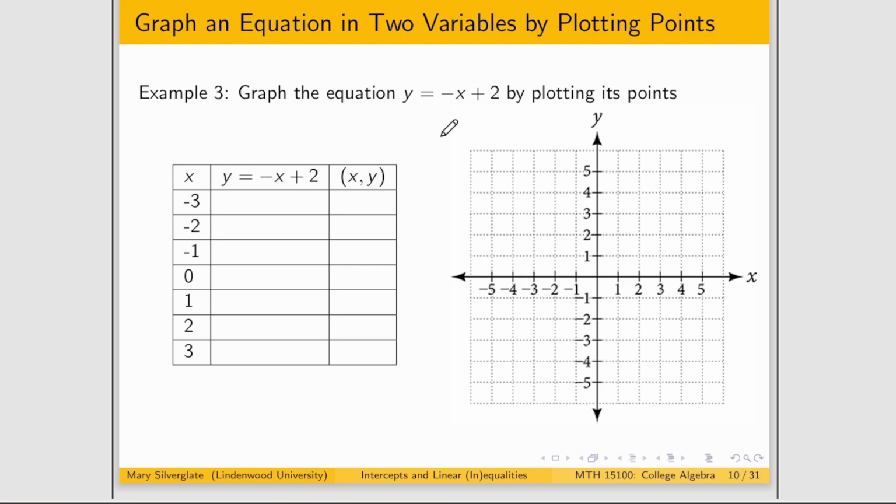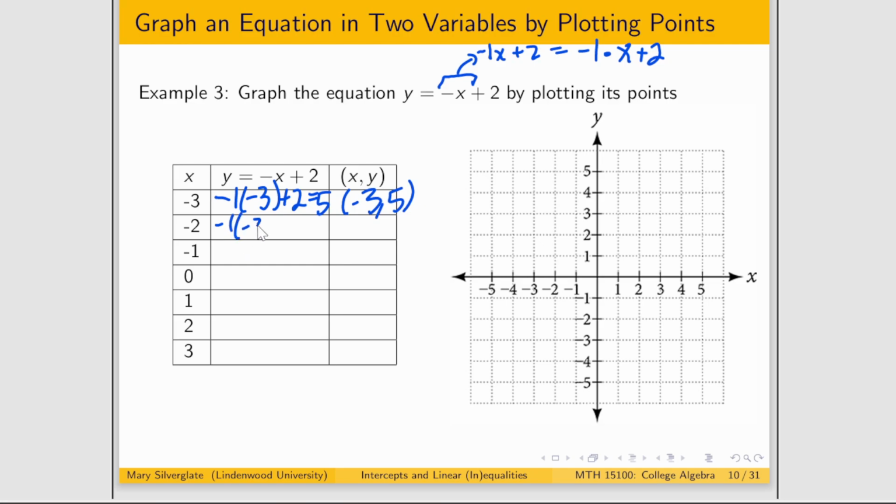If you need a hint on how to get started, remember that this -x secretly means -1x, which is really -1 times x and then adding a 2. All right, welcome back. Let's go ahead and go through this together. So if I plug in -3, that's -1 times -3 plus 2. -1 times -3 gets me +3 plus 2 is 5. So that's the point -3, 5.